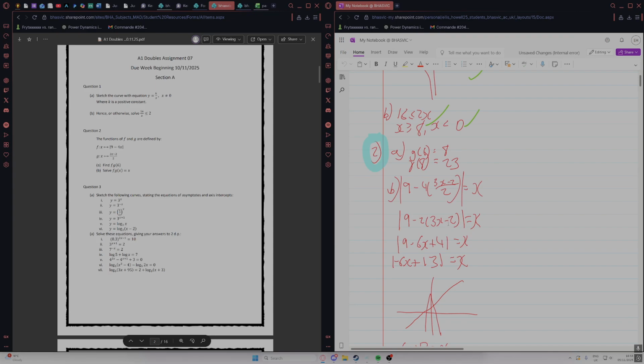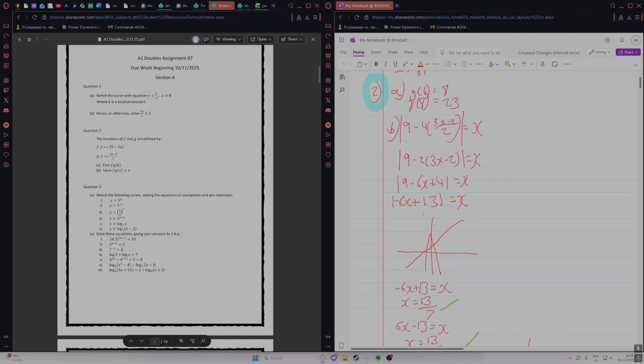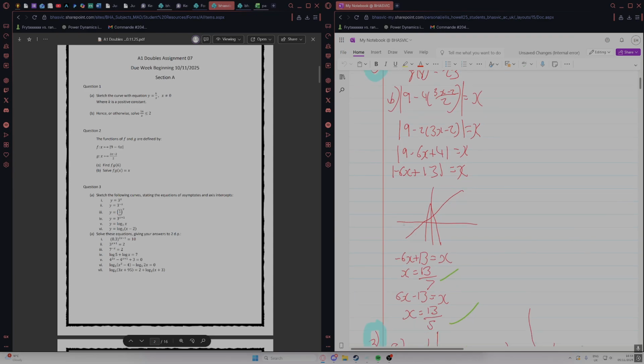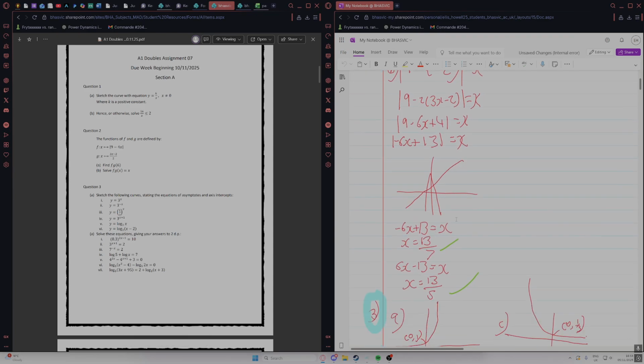So you do all the simplification, set it equal to x, because that's what it tells you to do. I just drew this out. You see that it intersects twice, and then you get a positive 1 and a negative 1, and these are the right answers.